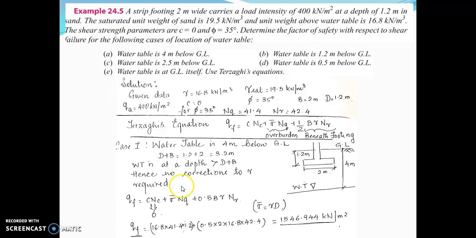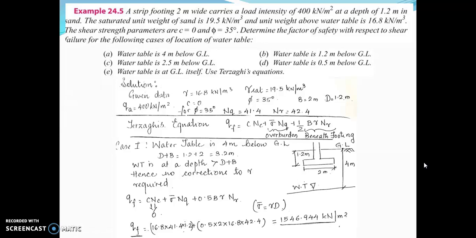Now, this is a numerical which has appeared in your textbook. I am solving the same numerical, although the method that I have adopted here is a little different. I am going to solve it the way I have explained in the videos. Basically I am using NPTEL notes, and the way we have discussed, it's pretty simple. Terzaghi's analysis is best explained in NPTEL.